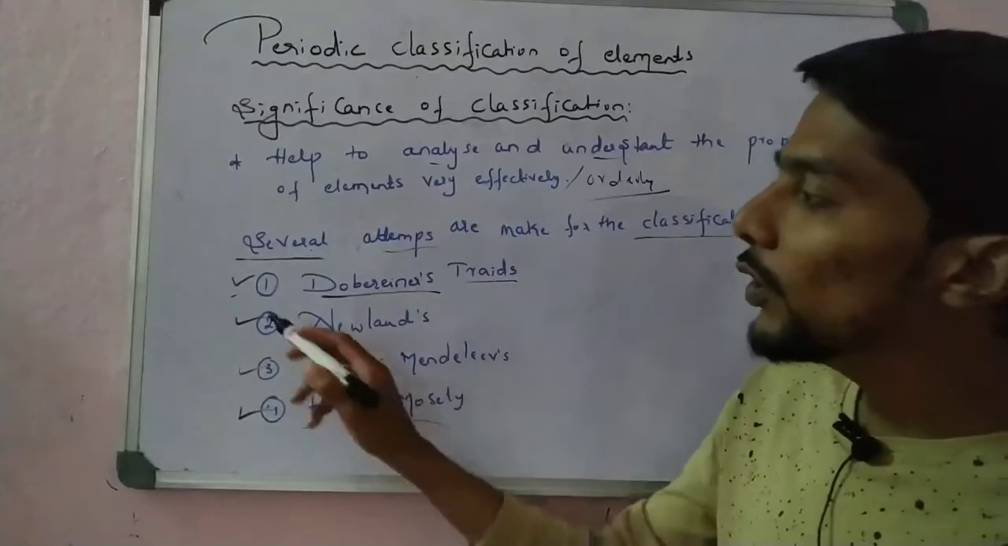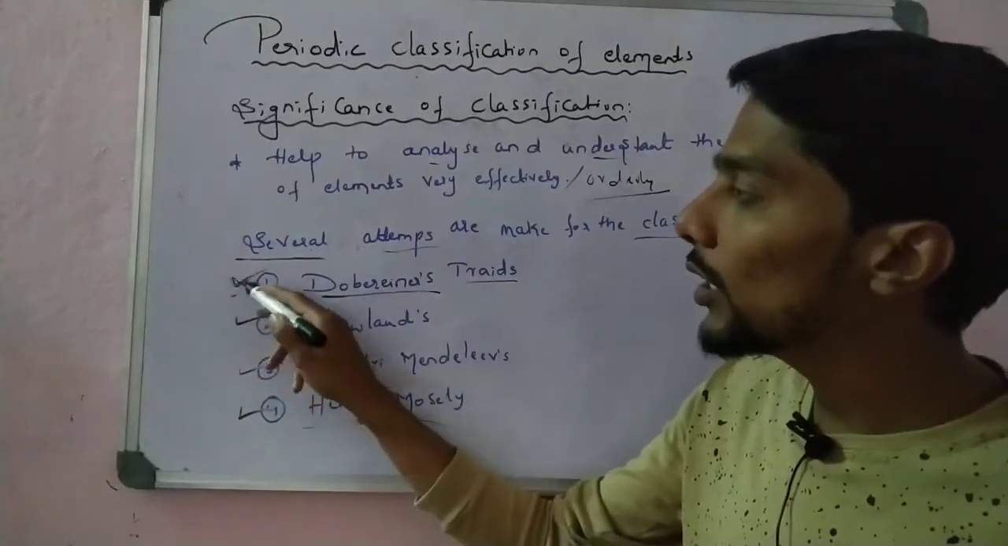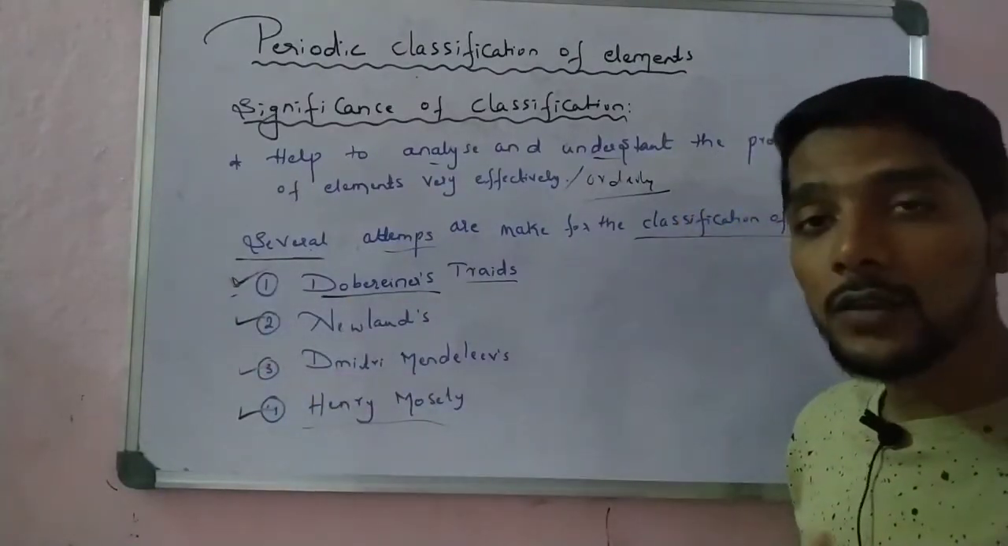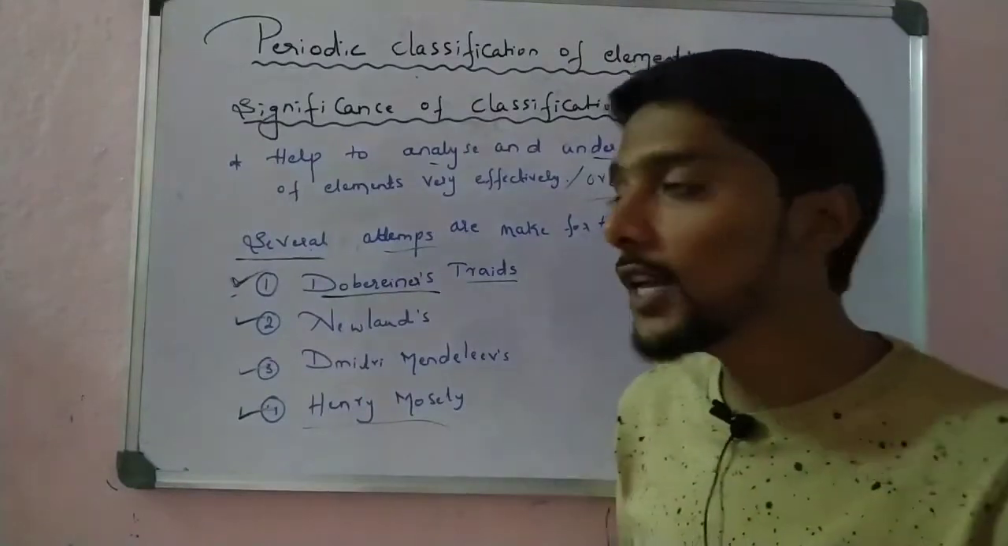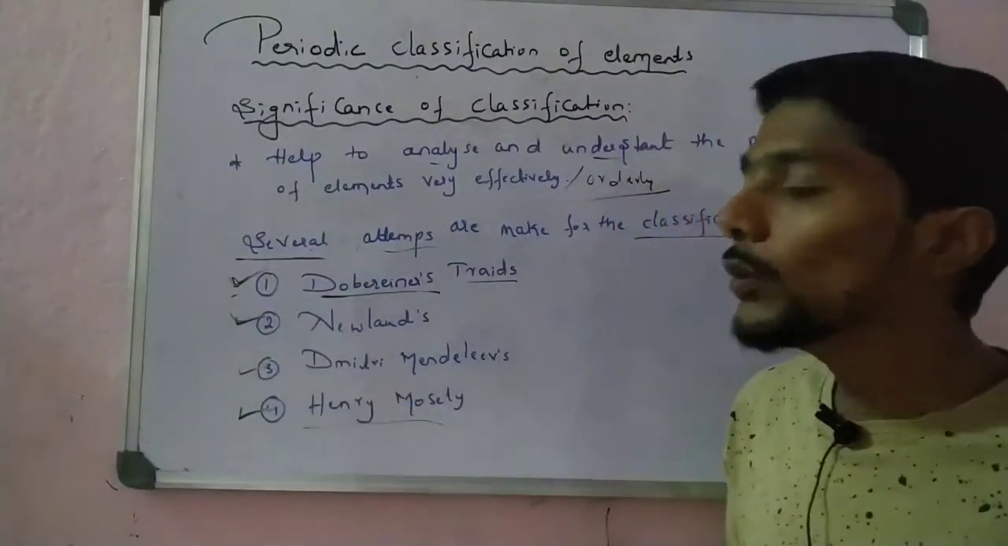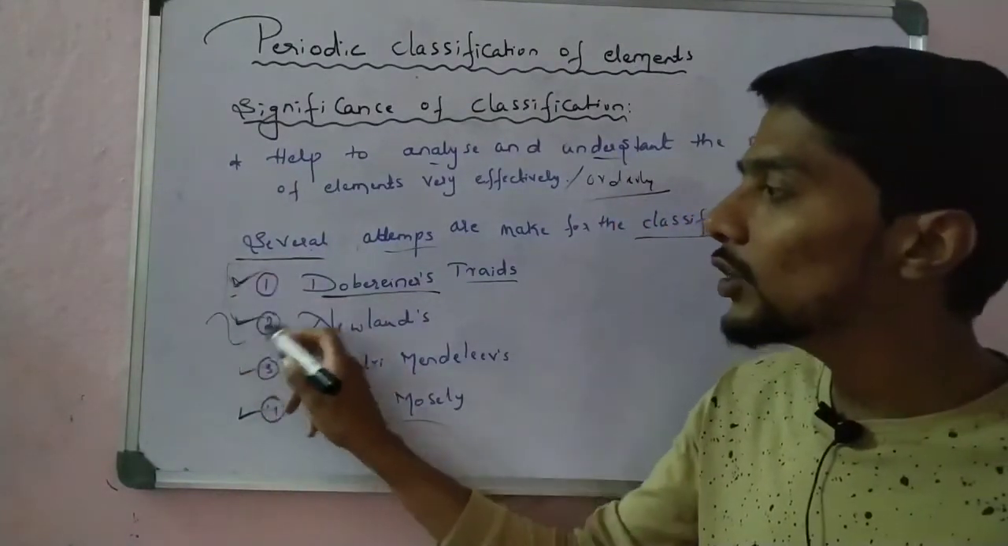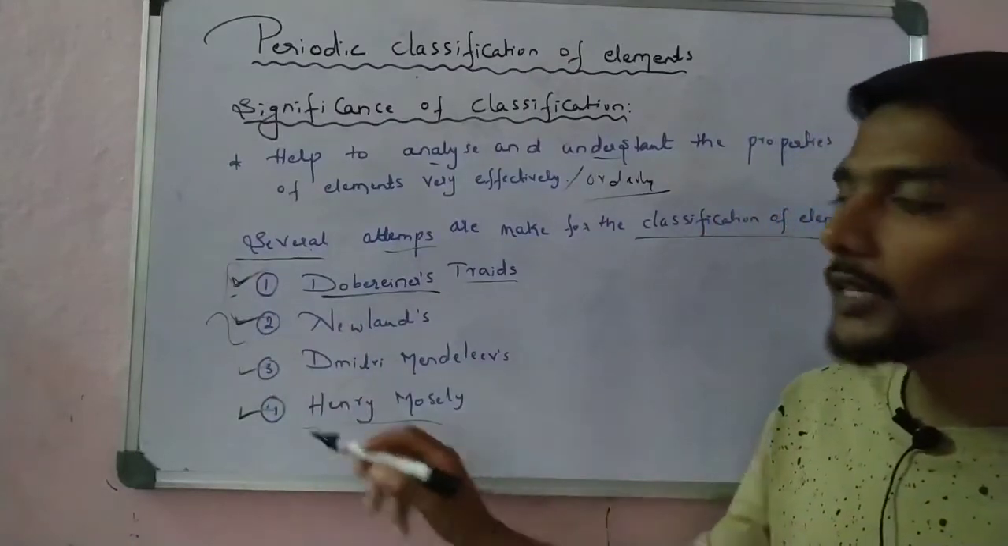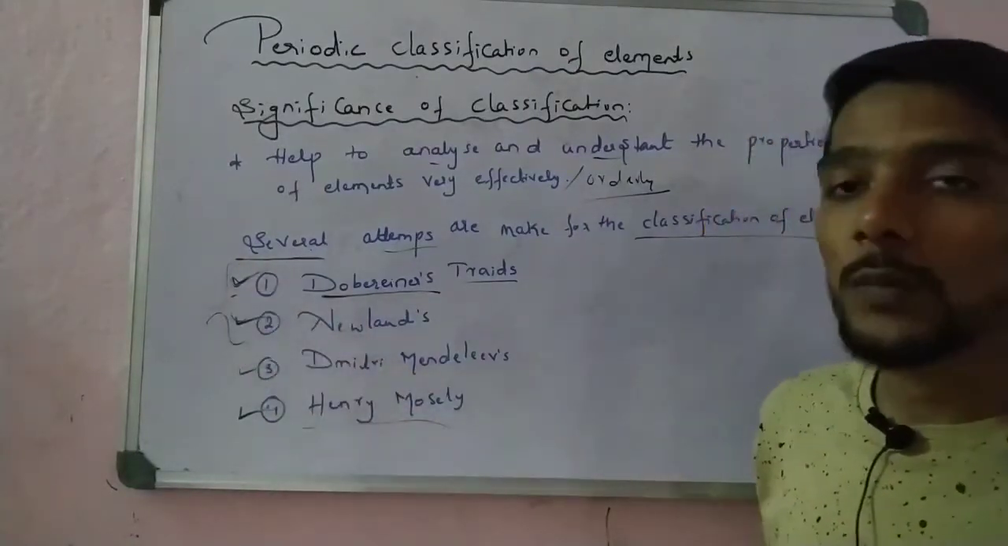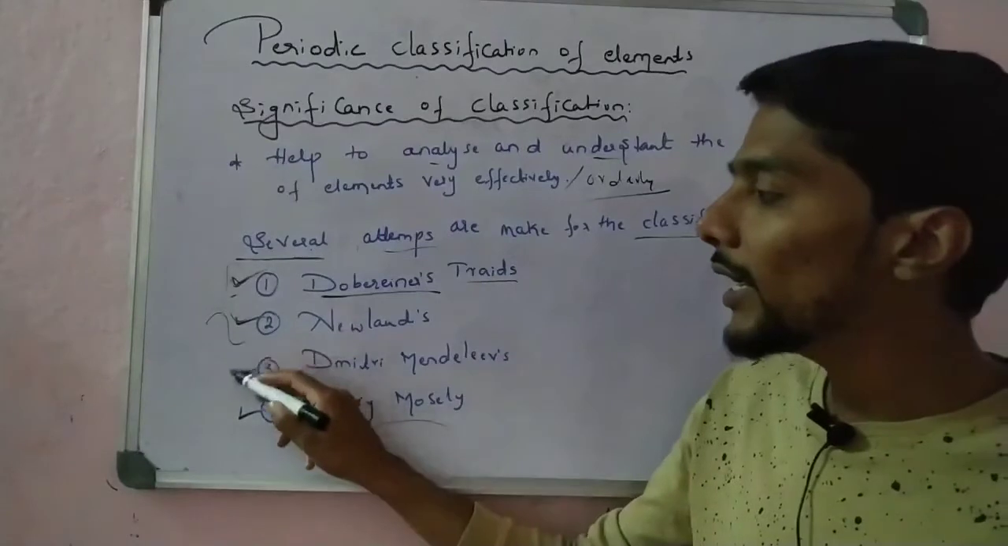So first in this video we cover these two concepts. One is Dobereiner's triads, how Dobereiner classified the elements, and then we learn about Newland. So we cover these two attempts at classification of elements in this video. In the next video we take the other two concepts.